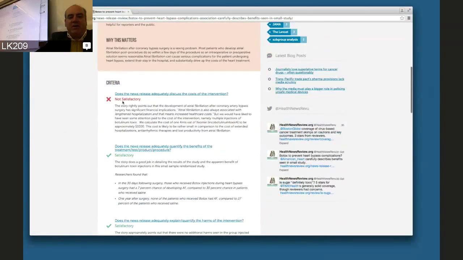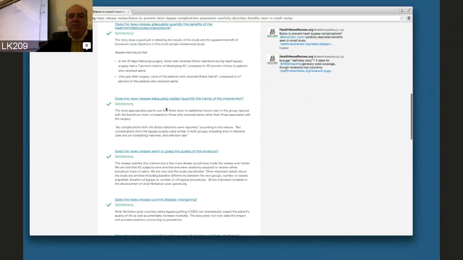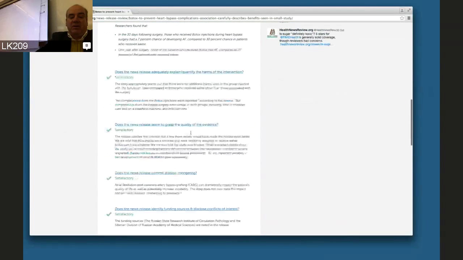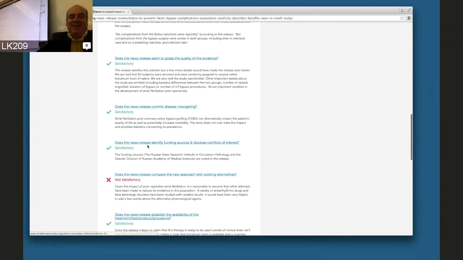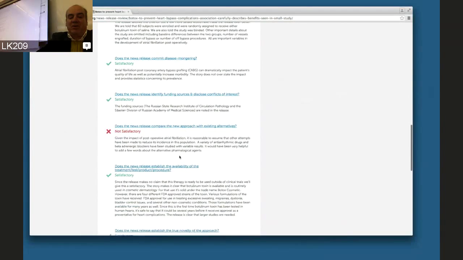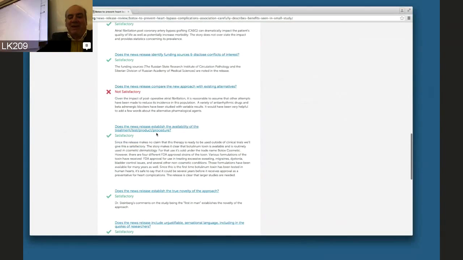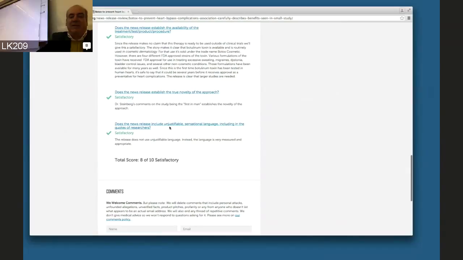Here are the criteria. Does the news release adequately discuss the cost of the intervention? Not satisfactory. Does the news release adequately quantify the benefits? Does it adequately explain and quantify the harms? Does it seem to grasp the quality of the evidence? Does it commit disease mongering? Does it identify funding sources and disclose conflicts of interest? Does it compare the new approach with existing alternatives? Does it establish the availability of the treatment, test, or product, and the true novelty? And does it include unjustifiable sensational language, including quotes of the researcher? So it's really thorough, and they apply these to every single article.